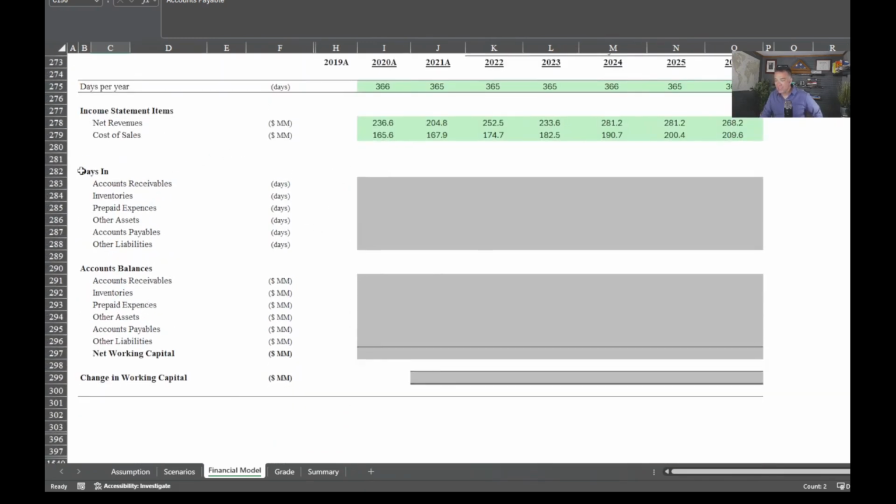What we have here is days in. I want you to think about days in as a percentage of something. And then account balances are the total amount that we have. Days in, for example, for accounts receivable is how many days does it take for us to collect our money? That's what it means in that example.